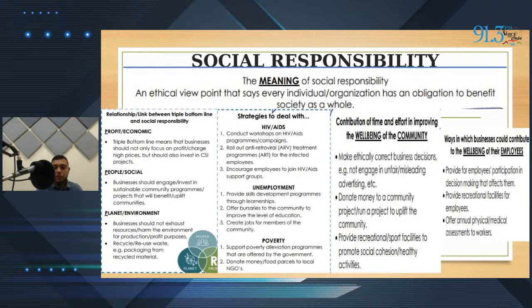Provide recreational facilities for employees, maybe have a gaming room, so once your employees have a break, they can go to the gaming room and just have peace of mind. Also offer annual physical or medical assessments for workers so they can check their health, if they have diabetes, high sugar, and all of those things.